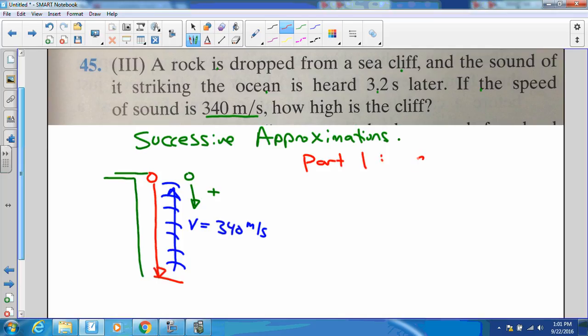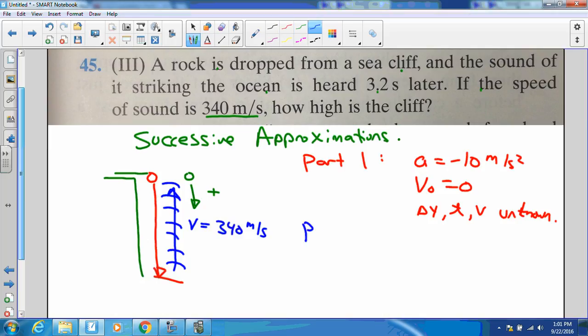And in the first part, part 1, the acceleration of the rock is going to be negative 10 meters per second squared. The initial velocity of that rock is going to be 0. The time is unknown. The final velocity is unknown. And the delta y is also unknown. So we are missing one piece of information to make this happen.